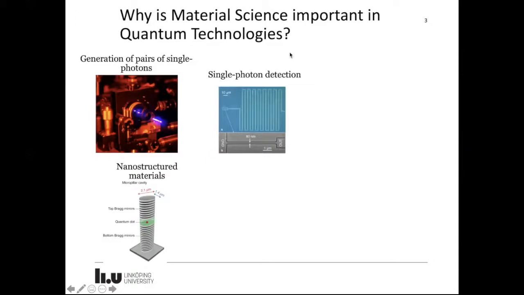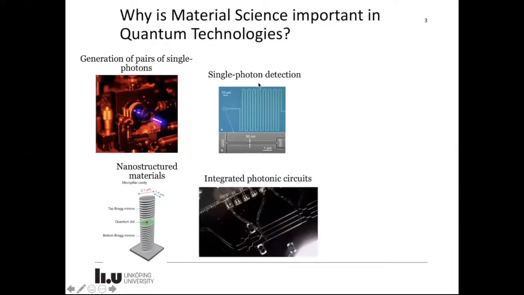Another subfield, or devices, are single photon detectors. This is the picture of a superconducting nanowire that's used to detect single photons. That's a very efficient way of detecting single photons, which is very important in quantum technologies, because not only do you have to generate your state, in this case encoded onto a single photon, but you also must be able to detect it.